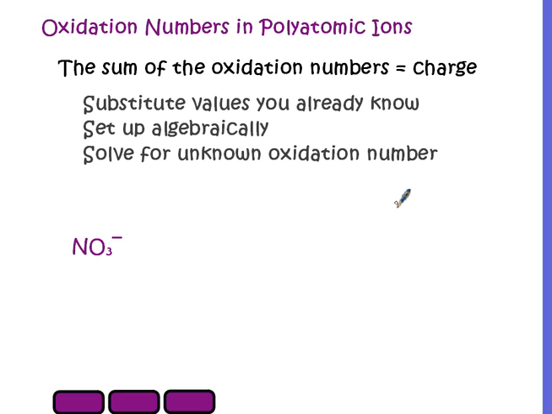So we're going to do this the same way as we did before. Just substitute in our values we already know, set it up, and solve for the unknown oxidation number. Same rules. Oxygen, it's -2. There's 3 of those. I don't know what nitrogen is, but this time the difference is that I'm going to make this equal to -1. So 3 times -2 is -6. It has to equal a -1. So N here, nitrogen, must be plus 5.